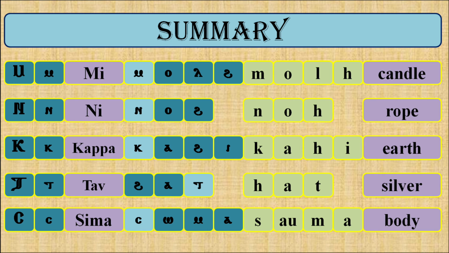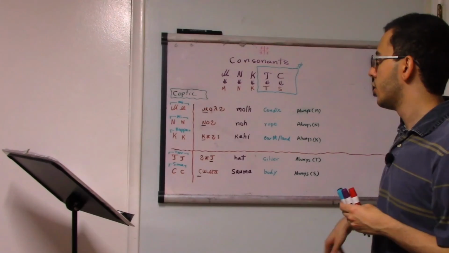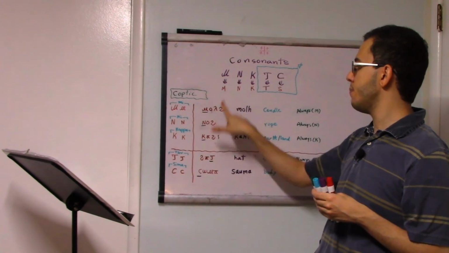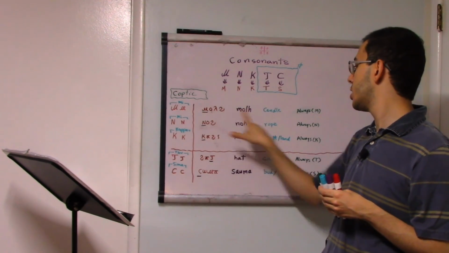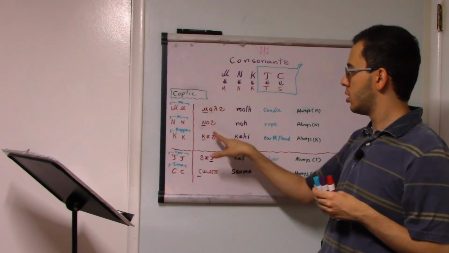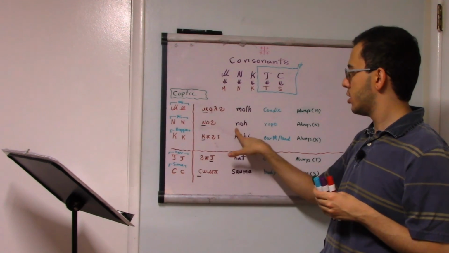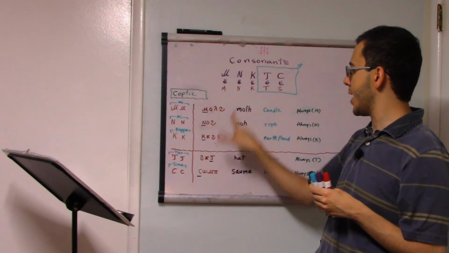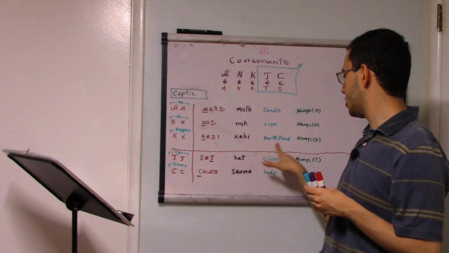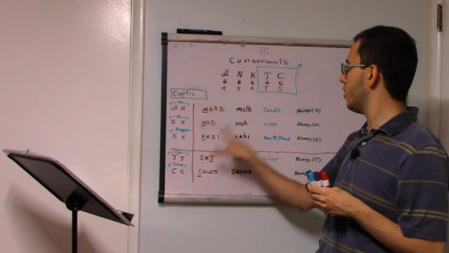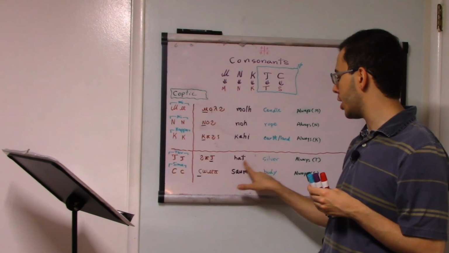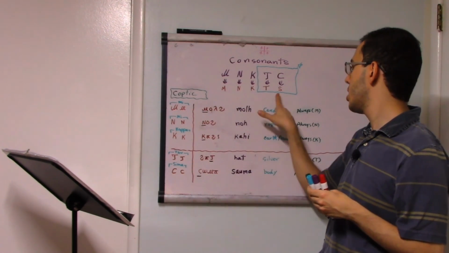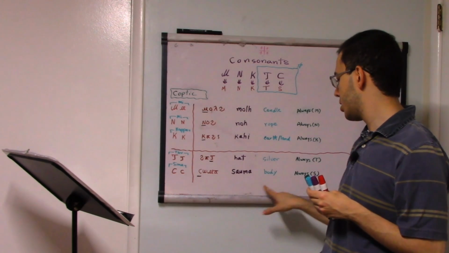So I'm just going to review them quickly and then we're going to wrap it up. So, first letter from the consonants we learned today is Mi, M. The word is mol, means candle. Ni, N, no, rope. Kabba, K, kahi, earth or land. Tav, T, hot, silver. And finally, Sima, S, soma, body.